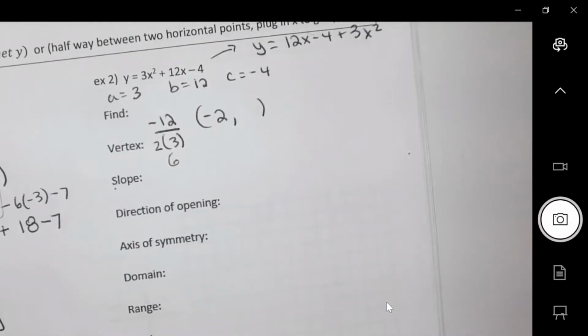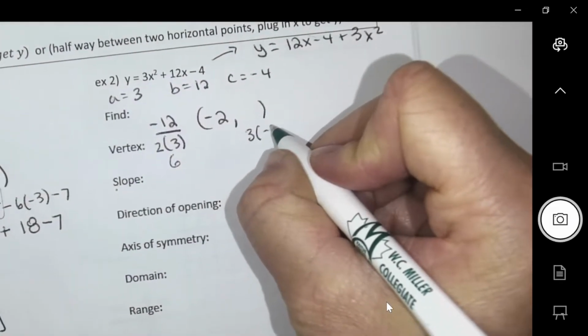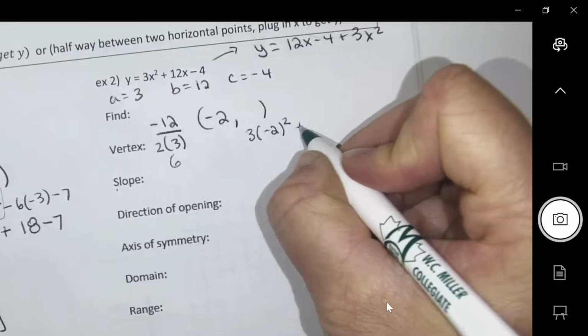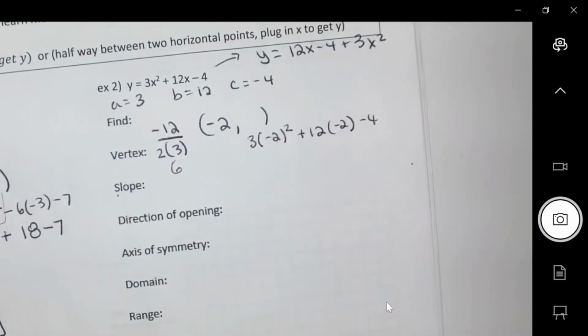So my vertex is -2, comma, don't know. How do we figure that part out? You plug it in. So 3 times -2 squared plus 12 times -2 minus 4. If I know the x, I plug it in to get the output y.